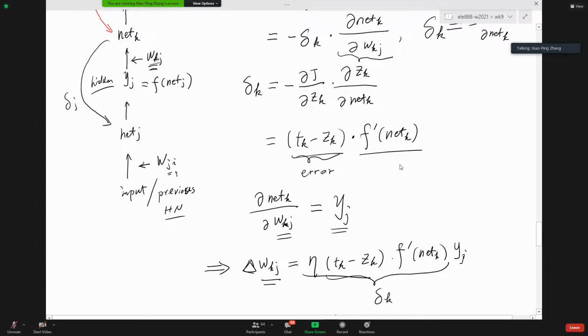So we do forward first, then do backwards. So forward, tk, that's a label, we know that. Zk, we can compute, because once we initialize the network, we know that. But do we know f prime net k? Do we know net k? Net k is the linear output of the output node. We know that because we can do the forward. Then the question is, do we know this derivative, the derivative of net k? Do we know that?